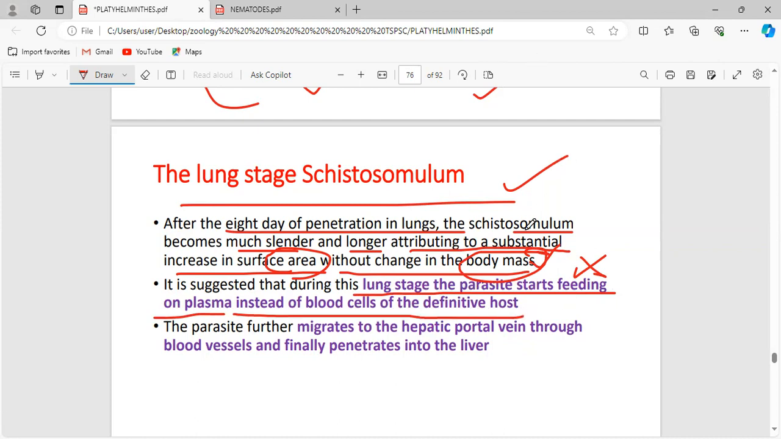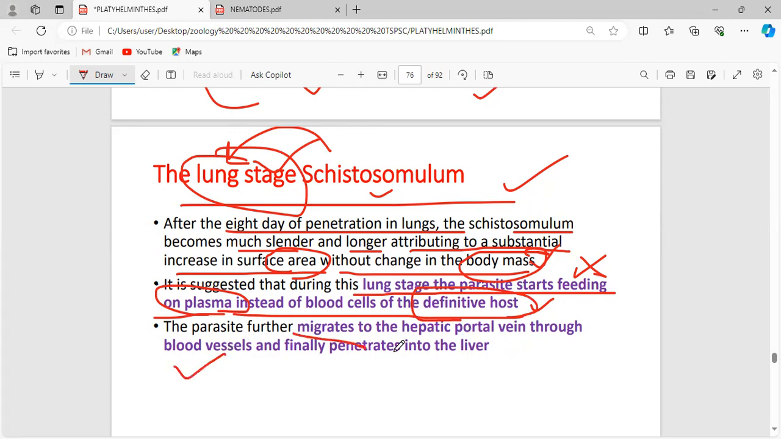We know that when we centrifuge the blood, we can get two kinds of fractions: one is serum and the other is plasma. Serum contains some of the contents, and plasma contains some of the contents. But this particular schistosomulum, when it is in the lung stage, is a vigorous feeder of the plasma of the definitive host. Definitive host is nothing but the primary host.